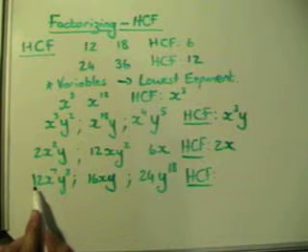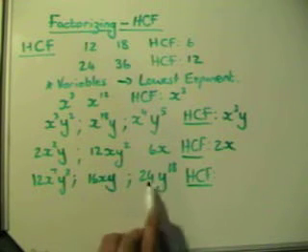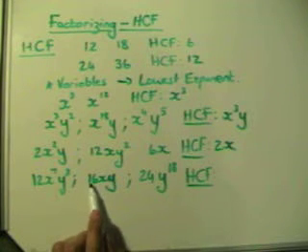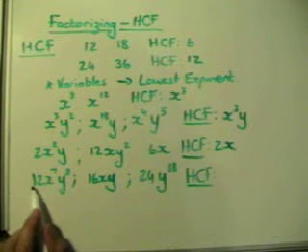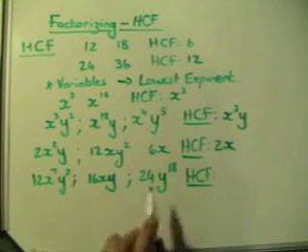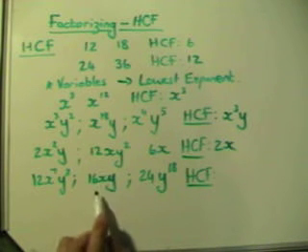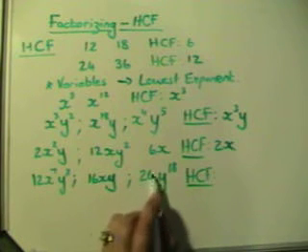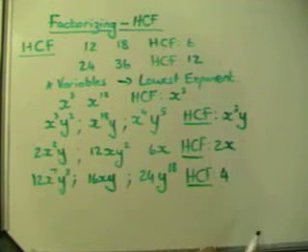So the highest number that divides into 12, 16 and 24. Now I know 8 divides into 16 and 24, but it doesn't go into 12. So I'm going to go a little bit smaller, and I know 6 divides into 12 and 24, but it doesn't go into 16. So the highest number that divides into all three of these numbers would be 4.